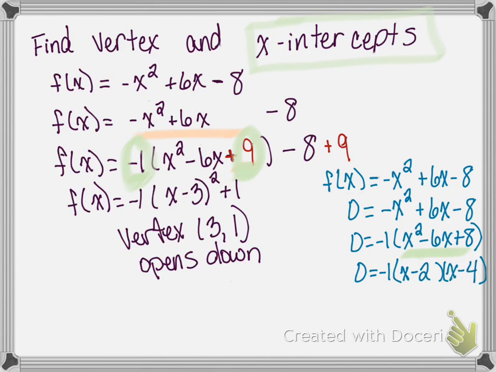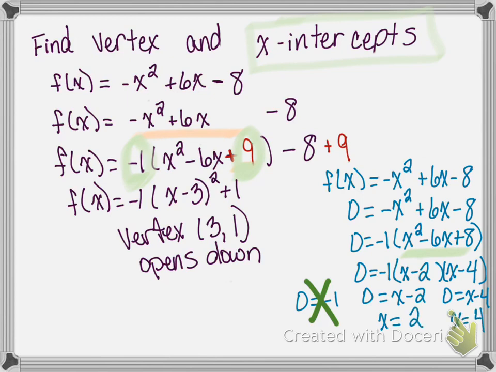Okay? Now, I'm going to set each factor equal to 0. I don't have to set this to 0 because I know that negative 1 doesn't equal 0. But eventually, you're going to have an x there, and so you're going to want to put that equal to 0. So it's a good habit to get into, to put that equal to 0. My next one, what's my x value here? 2. What's my x value here? 4. Okay? So, let's put all this together.